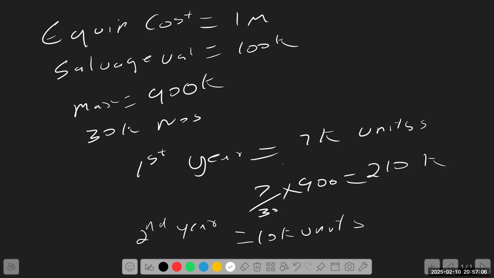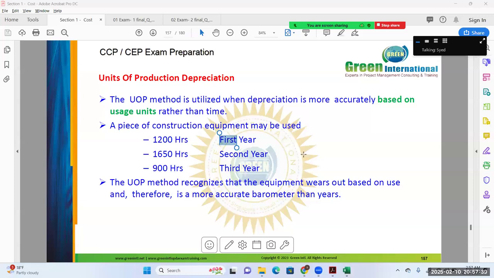30,000. 300,000. Okay. So cumulative depreciation in the second year will be 510,000, right? We take the cumulative value. So the second year will be 300,000 and cumulative depreciation will be 500. Okay. So this is the unit of production method.